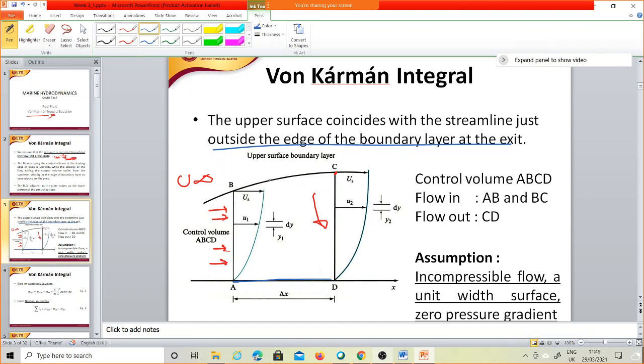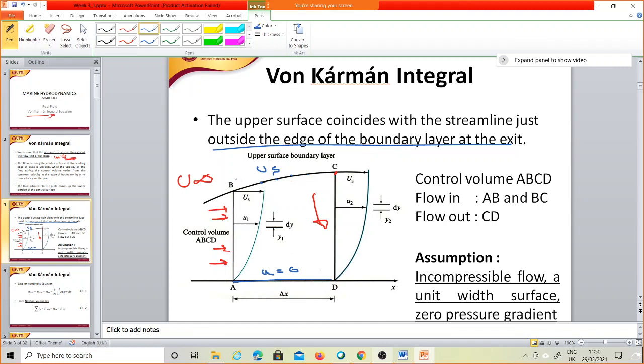We have 99%, yes, right, but for simplicity we consider that along the edge the velocities are all U_s, right? And along the lower surface all the velocities are 0. Okay, that's clear. So that is our control volume ABCD, and the flow is entering from where? AB and BC.